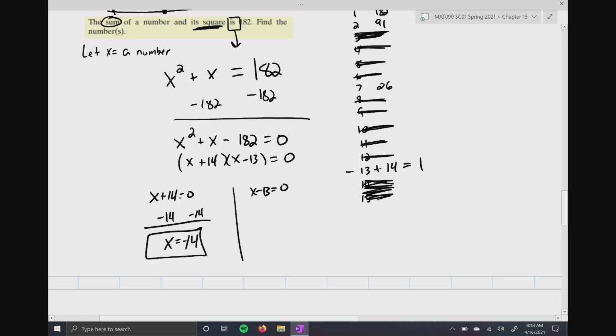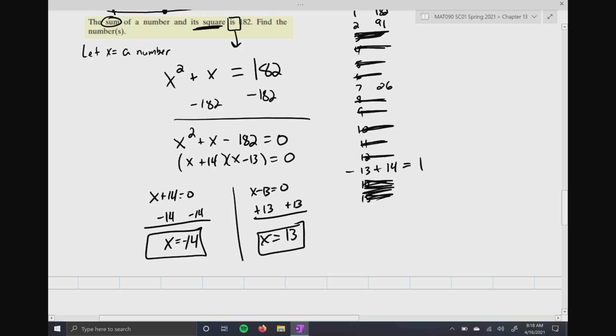So for my first solution, x equals negative 14. Then I add 13 to both sides. For my second solution, x equals positive 13. Okay? How are we looking so far, everyone? Pretty good? This is just your standard: just set it up, solve.